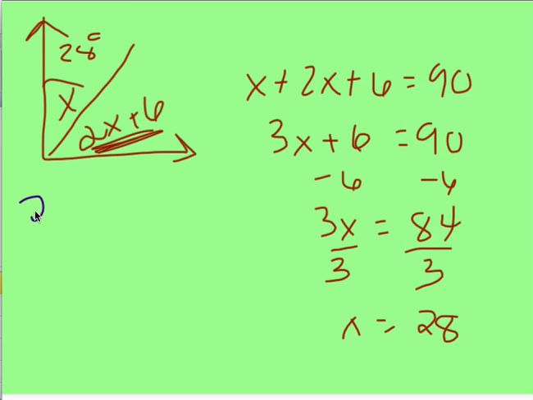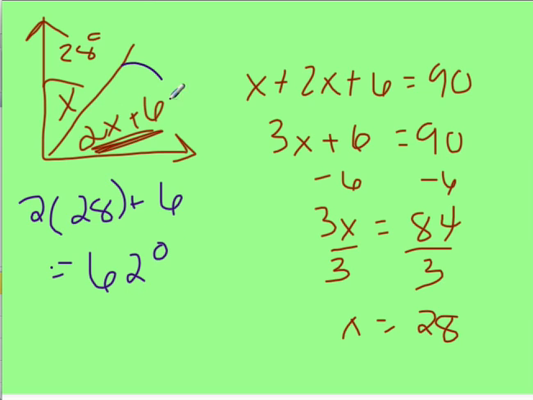So what I'm going to do is I'm going to take the X out completely, and I'm going to put the 28 instead, plus 6. So 2 times 28 plus 6, when you type that into your calculator, you end up getting 62 degrees. So the measure of that angle then is going to be 62 degrees.